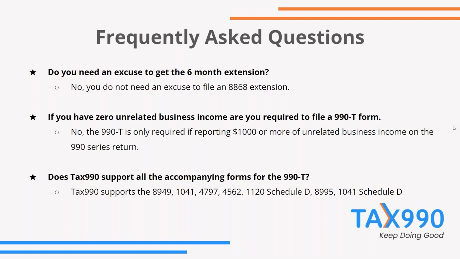If you have zero unrelated business income, are you required to file the 990T form? So the 990T form is used to report unrelated business income. This form can be filed in addition to the 990 series return. And the 990T is only required if reporting $1,000 or more of unrelated business income on the 990 return.